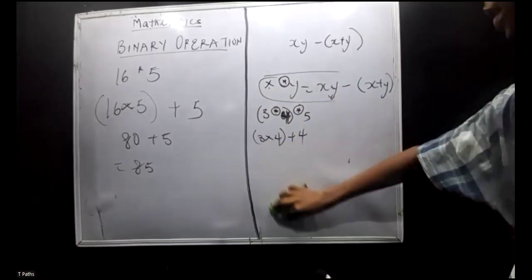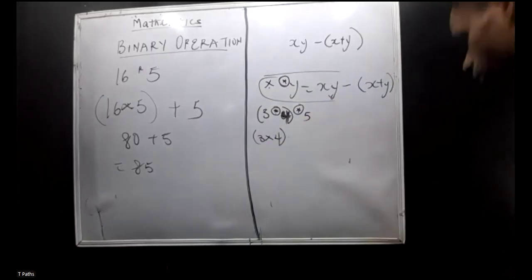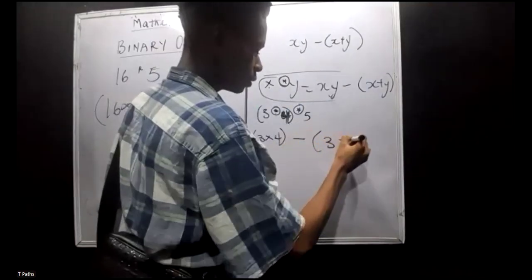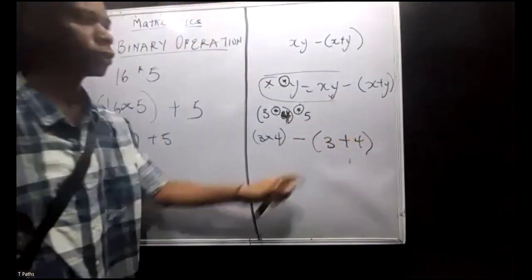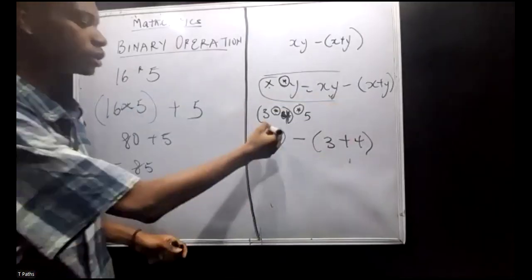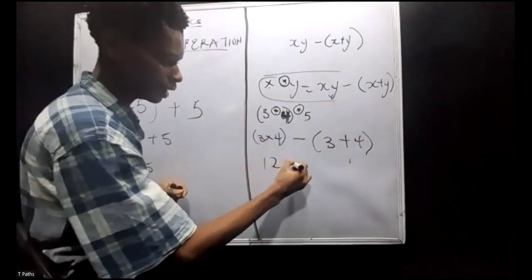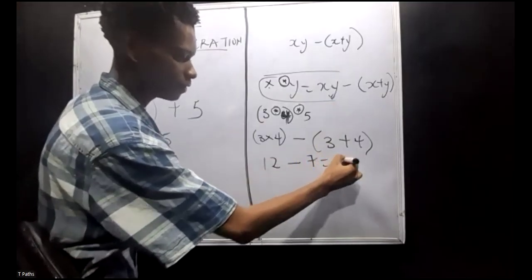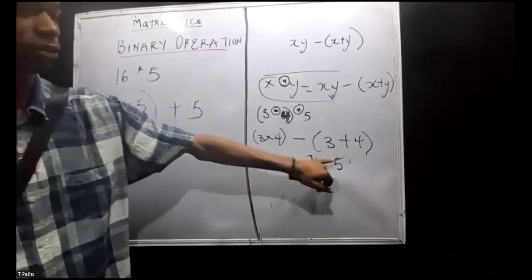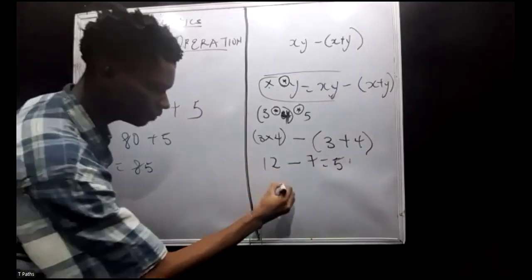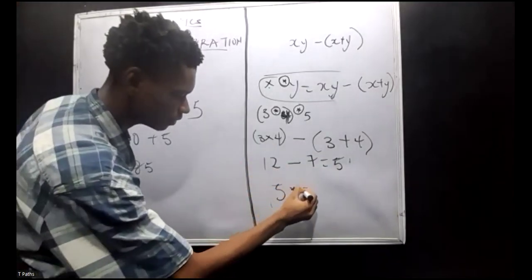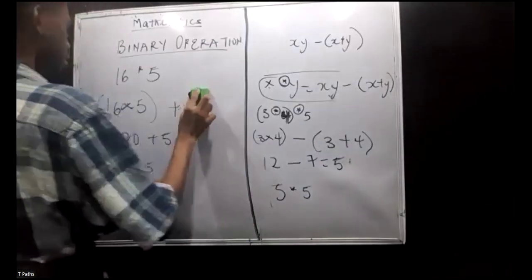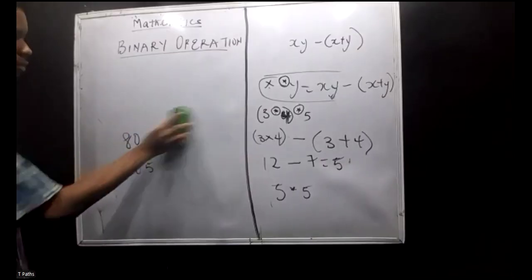So I'll have 3 times 4 minus 3 plus 4, following this new rule. All right, 3 times 4 is 12, minus 3 plus 4 which is 7. So I have 12 minus 7, 5. So now I can do 5 operation 5. All right, I'll work on 5 operation 5 from this end.